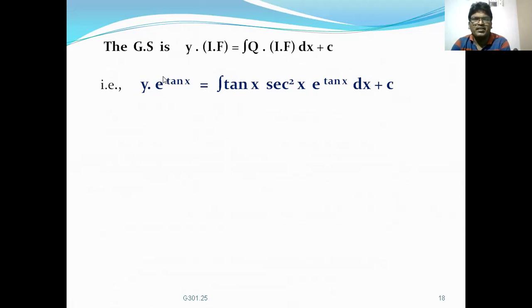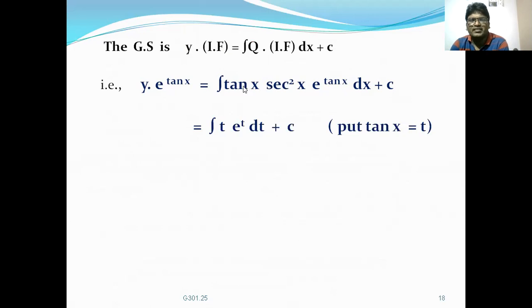I am substituting e power tan x as the integration factor on the left side and the integration factor on the right side. This is the q term. Next step: now we have to take tan x is equal to t. Put tan x is equal to t.